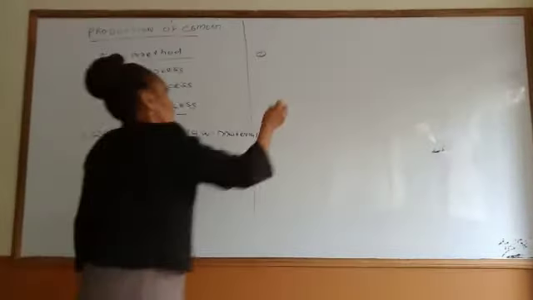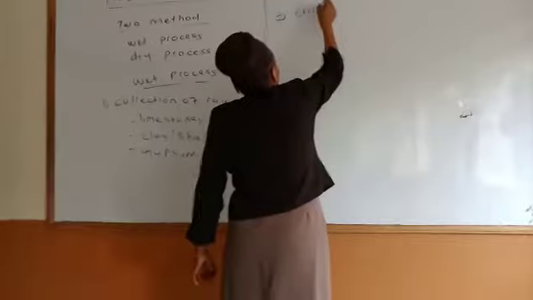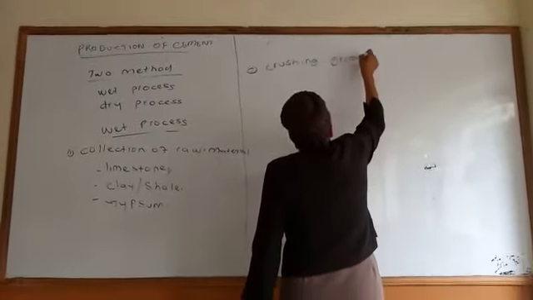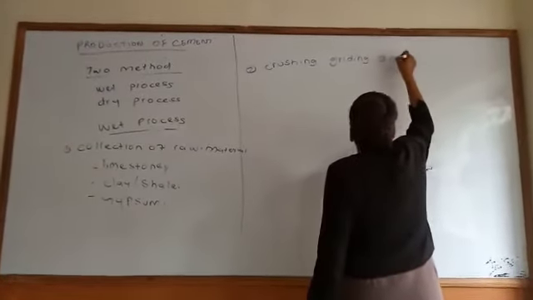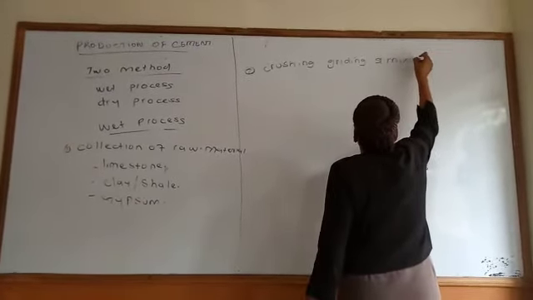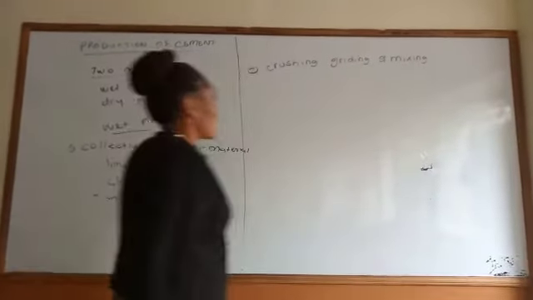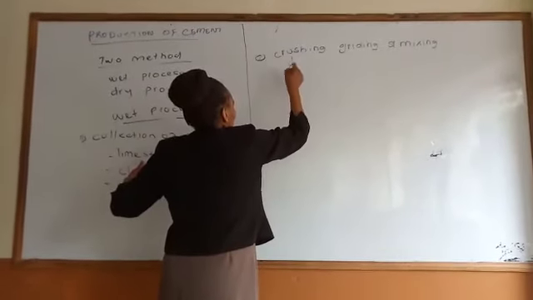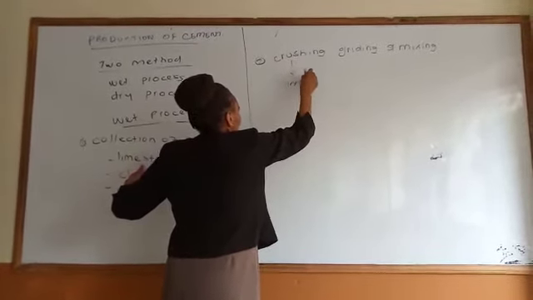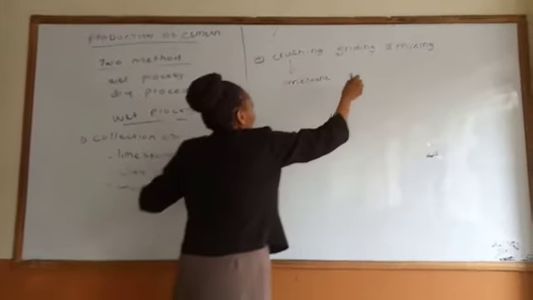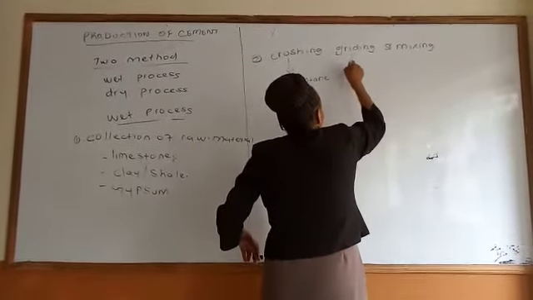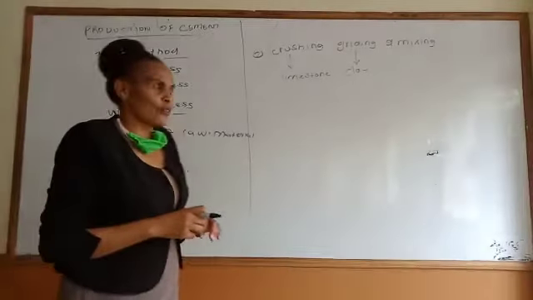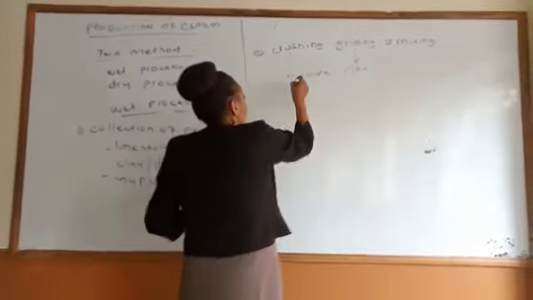After the collection of the raw materials, we go to the second step, and the second step involves crushing, grinding, and mixing. So, what are we crushing and what are we grinding? We crush the limestone, and we grind the clay, and then we mix them. But before we mix them, we add some water.